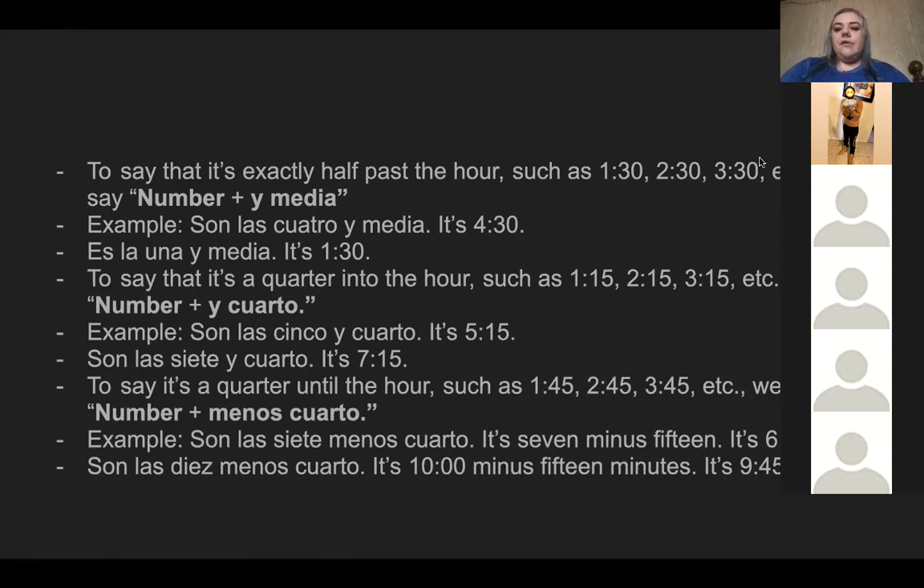And I think, Isaiah, that the one you had a question about would be this next one. To say it's 1:45, or 2:45, we say the number menos cuarto. So an example of that is son las siete menos cuarto. That literally translates to it's 7:00 minus 15 minutes. So it's 6:45. When we use that, we use the number above it. So if it's 6:45, we use 7. For the next one, son las diez menos cuarto, it's 10:00 minus 15 minutes, so it's 9:45. So if it's 6:45, it's son las siete menos cuarto. Yep.